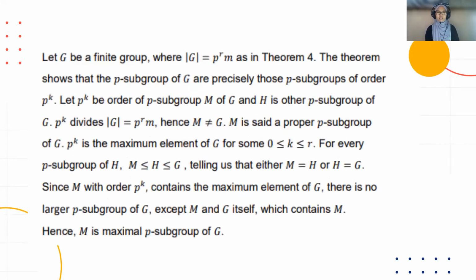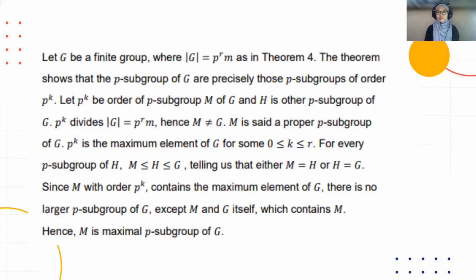Continue with the explanation. Let G be a finite group where the order of G equals p to the power of r multiplied with m, as in Theorem 4. The theorem shows that the p-subgroups of G are precisely those subgroups of order p to the power of k. We say that the subgroup is a p-subgroup because it is a p-group, as the order is a power of p. Okay, next, let p to the power of k be the order of a p-subgroup M of G and H be another p-subgroup of G. Then p to the power of k divides the order of G. Hence, M is not equal to G.